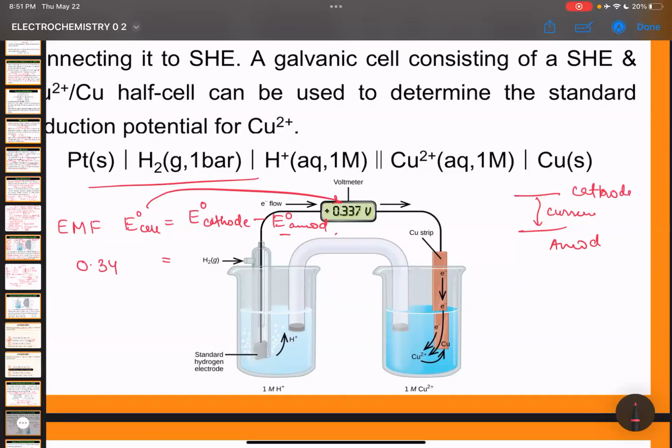In this case, the hydrogen electrode is anode. This is 0. So for copper, the value is 0.34 volt.